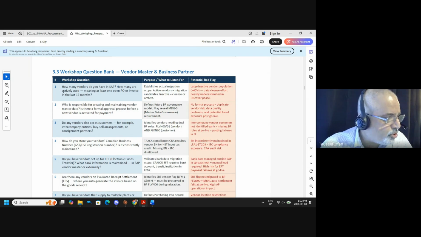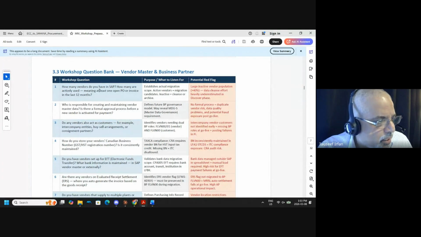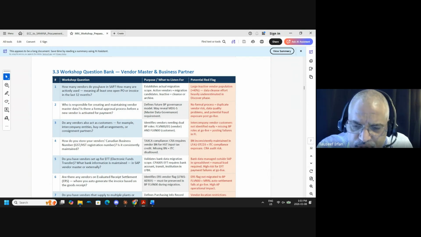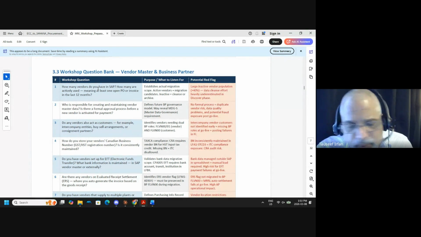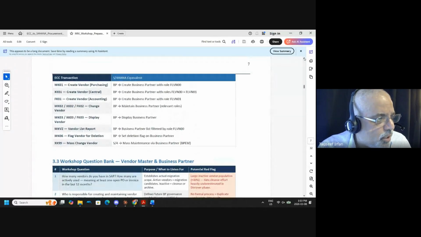Like this question: how many vendors do you have in SAP? This is ECC. How many are actively used? You're asking that, but you definitely ran all the ECC reports, analyzed them, and prepared for the workshop. So for this question, you say, I did some prep work, and here is a slide which shows in ECC these are your active vendors, and this is your total number of vendors. Don't ask this question without doing the ECC analysis work I have shown you here, or you will look like a dumb guy.